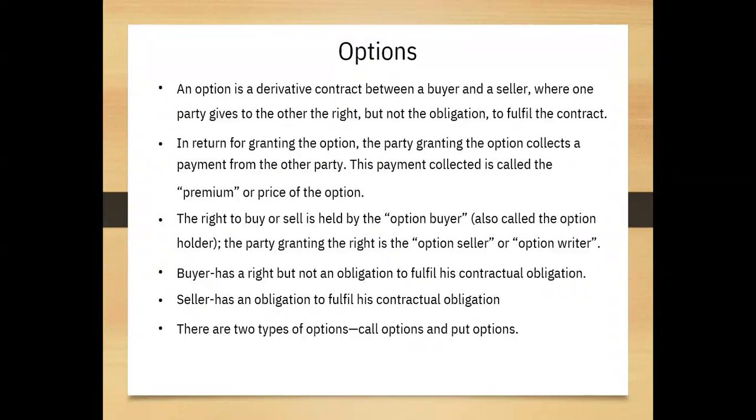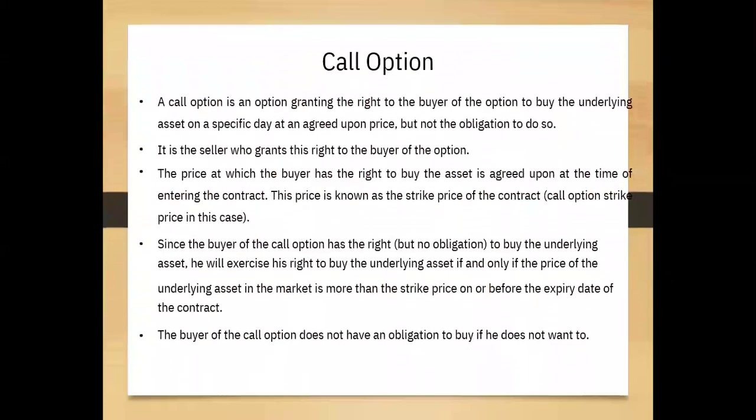There are two types of options: call options and put options. What do you mean by a call option? It is an option agreement giving the buyer of the option the right to buy an underlying asset on a specific day at an agreed upon price, but not the obligation to do so. The seller grants this right to the buyer. The price at which the buyer has the right to buy the asset, agreed upon at the time of entering into the contract, is known as the strike price of the contract.